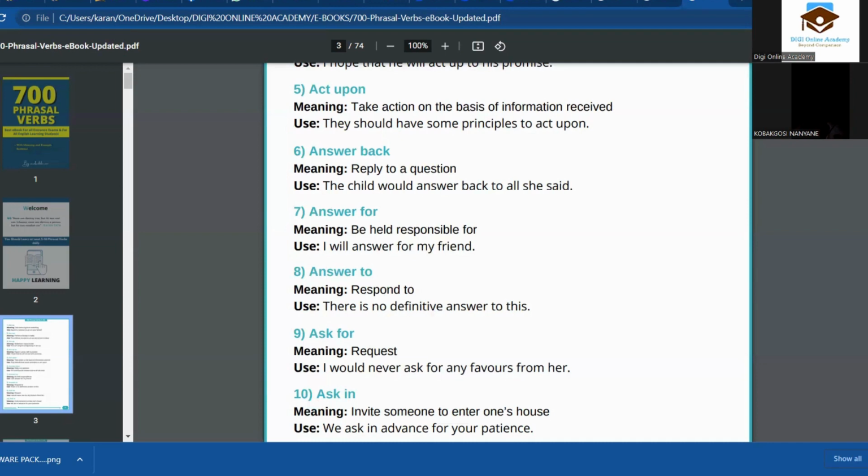When I'm not around tomorrow at work, you can ask for the key from the secretary. Good job, good job. Awesome, awesome, David.